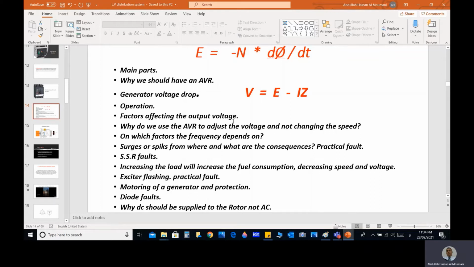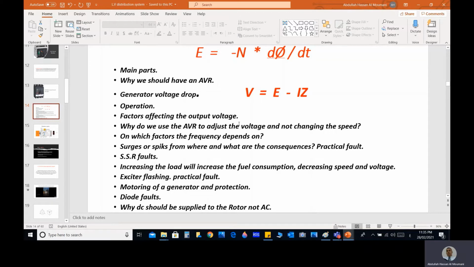spikes and surges, motoring of a generator, and the protection and the protective devices provided for this fault. Also, in the rectifier, we will discuss the two possible faults of the diodes, and finally we will discuss why we should supply the rotor with a DC current, not AC.